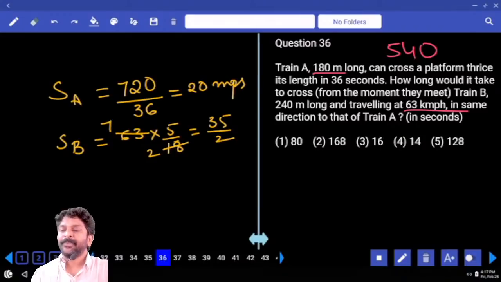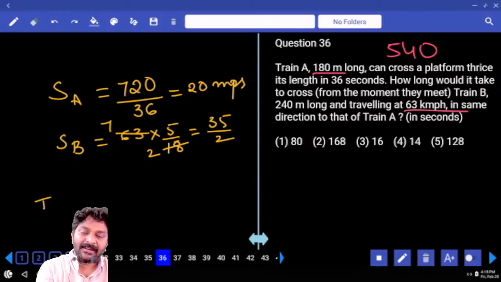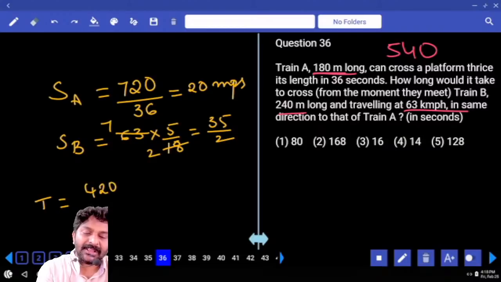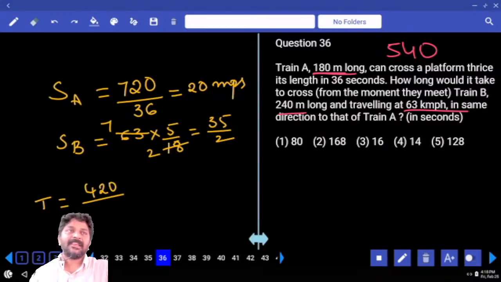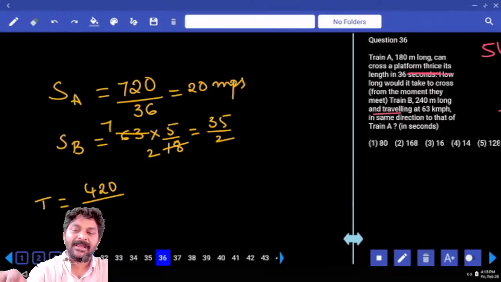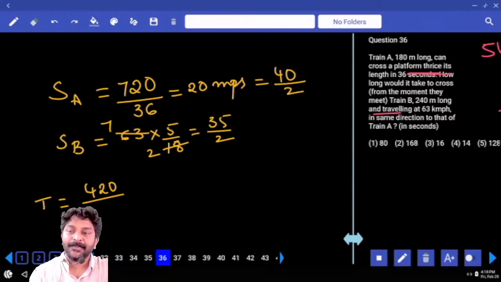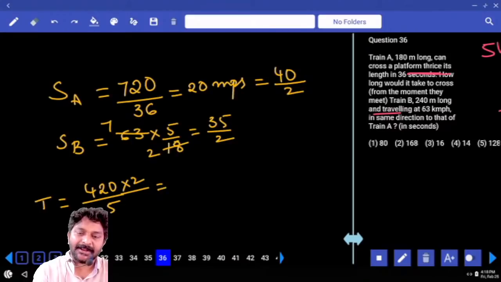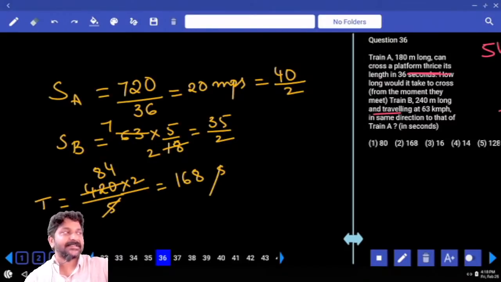If a train crosses another train, distance covered is train length 1 plus train length 2. Train length A is 180, B is 240, total 420. In what direction are they moving? If they are moving in the same direction, relative speed is S1 minus S2 only. 20 can I write it as 40 by 2? Difference of speed of A and speed of B, how much is that? 5 by 2. So 420 divided by 5 by 2, how much is that? 84 into 2, 168 seconds.